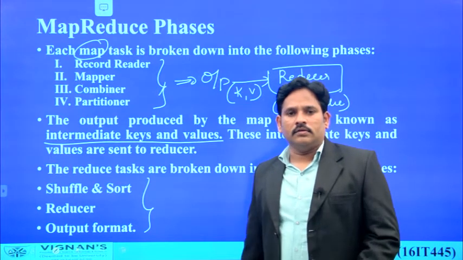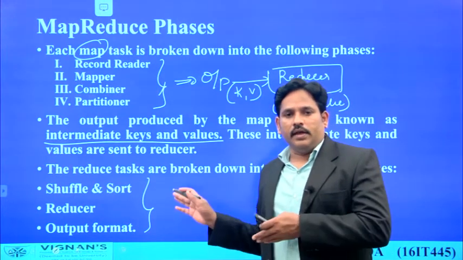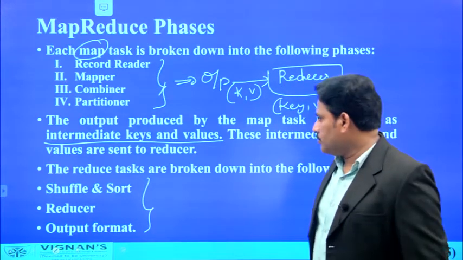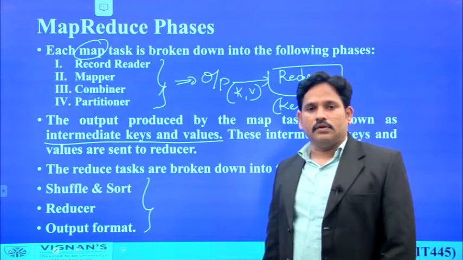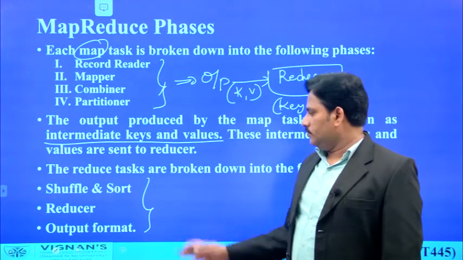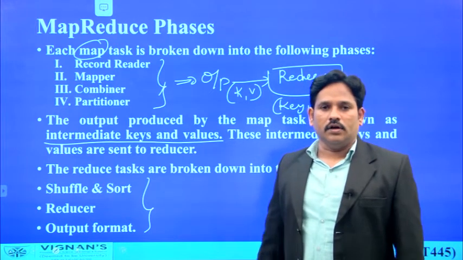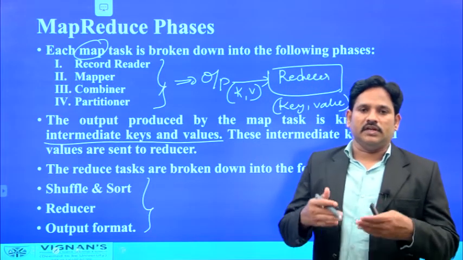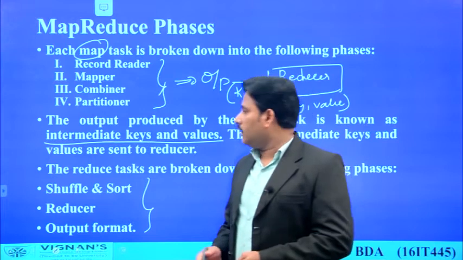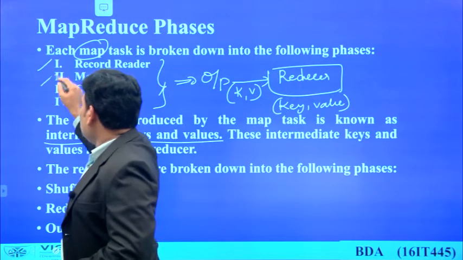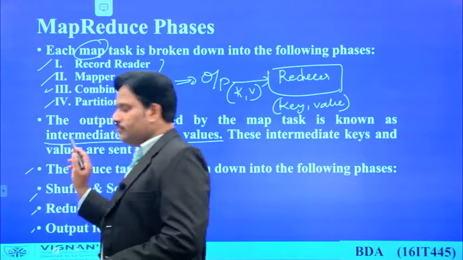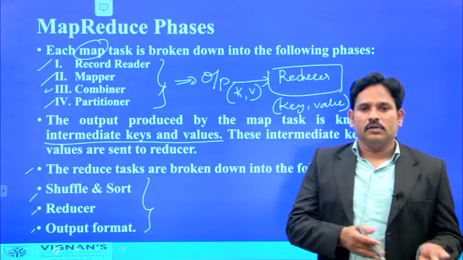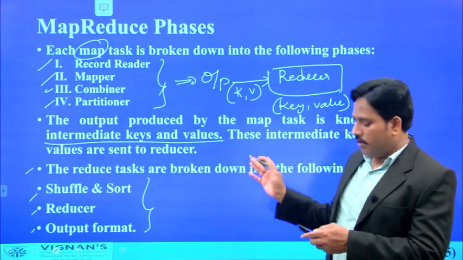So in this manner, we are going to apply 7 phases of activities in MapReduce modules: record reader, mapper, combiner, partitioner, shuffle and sort, reducer and output format. That means on each and every job we are going to apply these 7 operations. We are going to apply these 7 operations in 2 levels, 4 on the mapper, and the remaining 3 on the reducer.